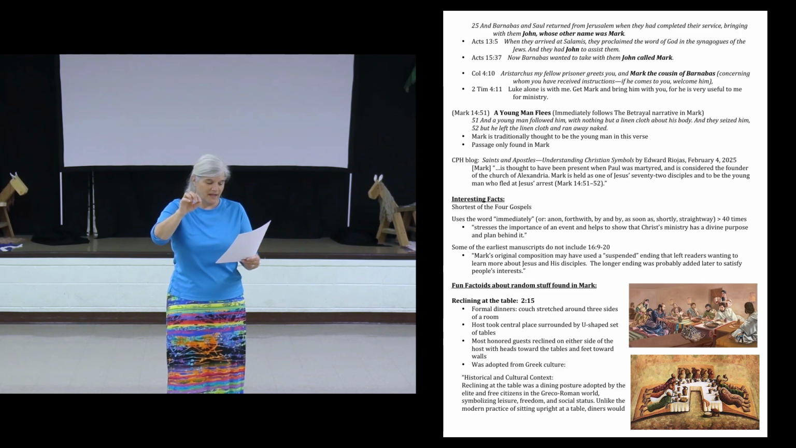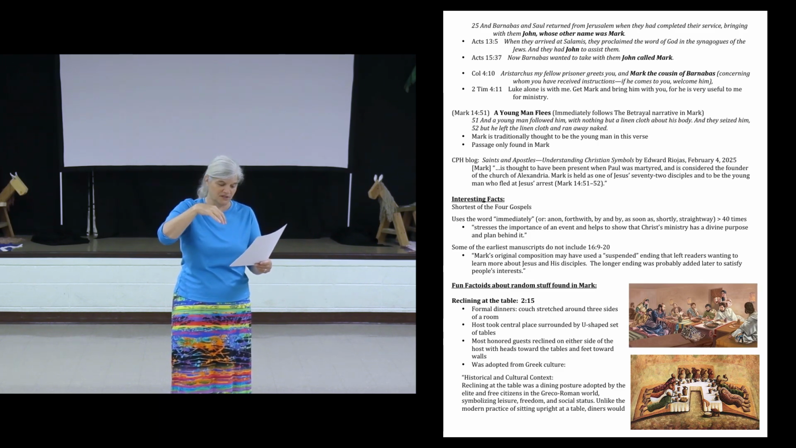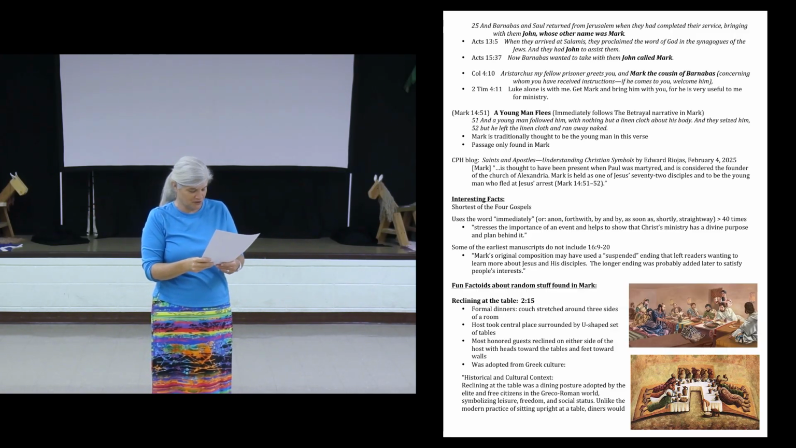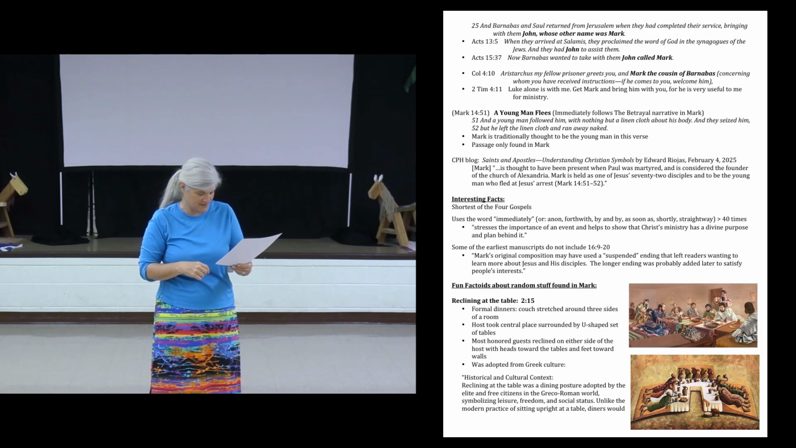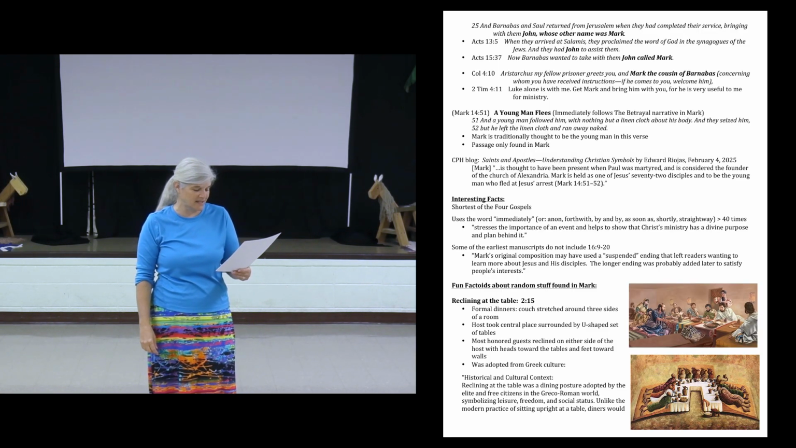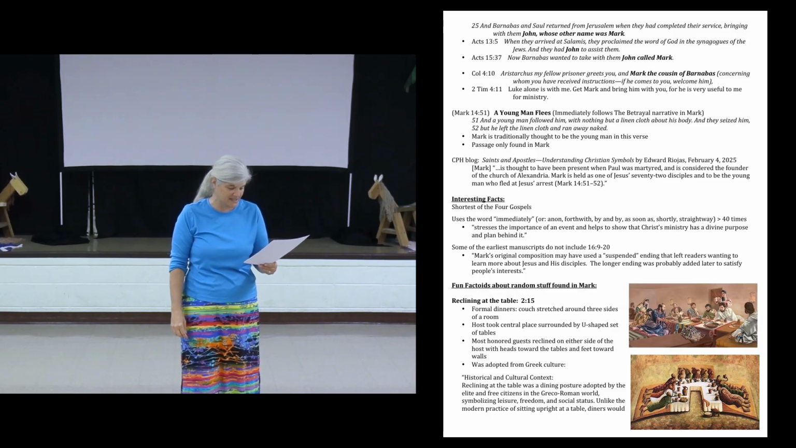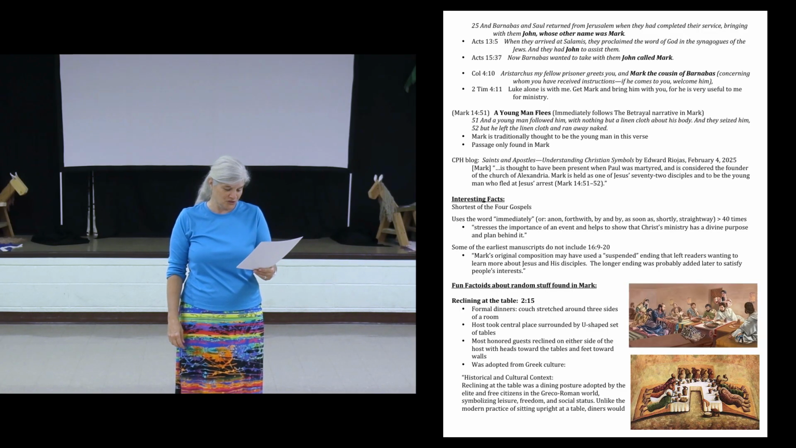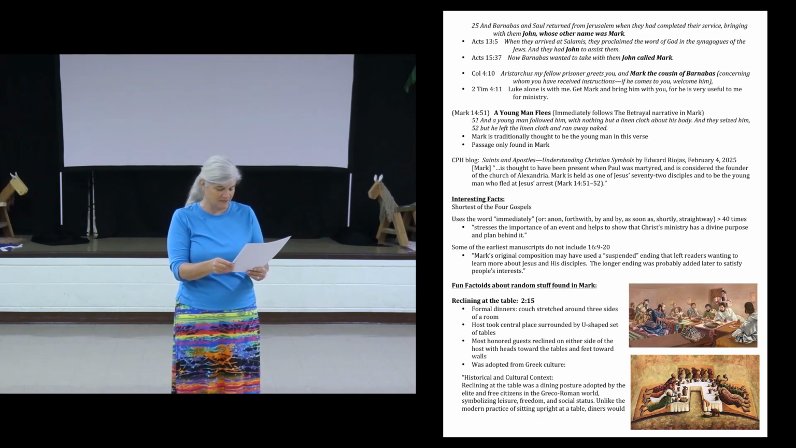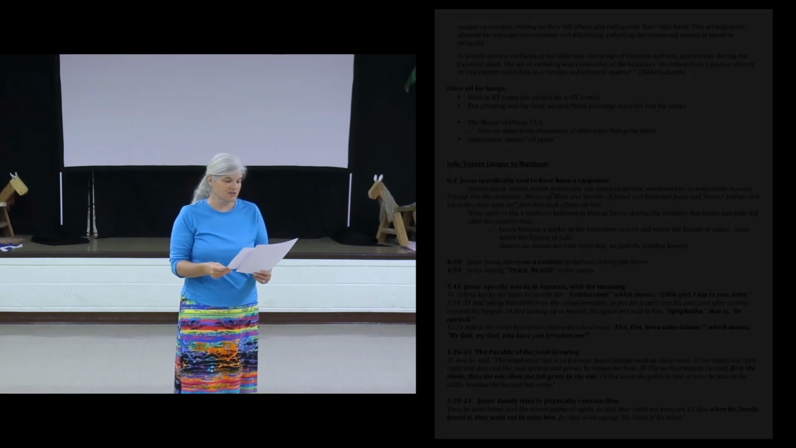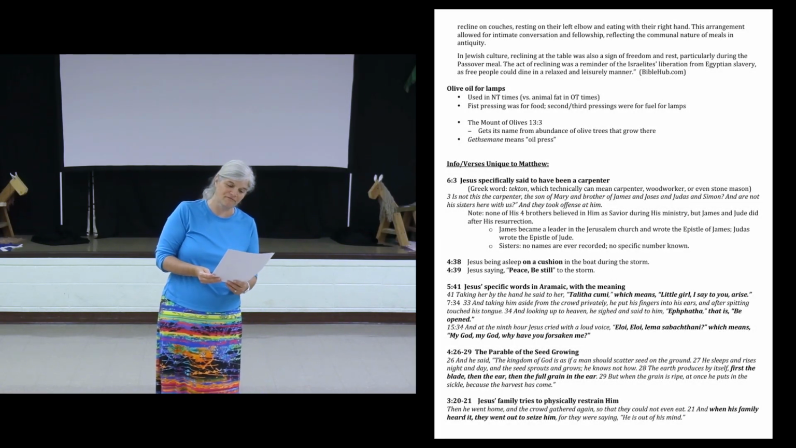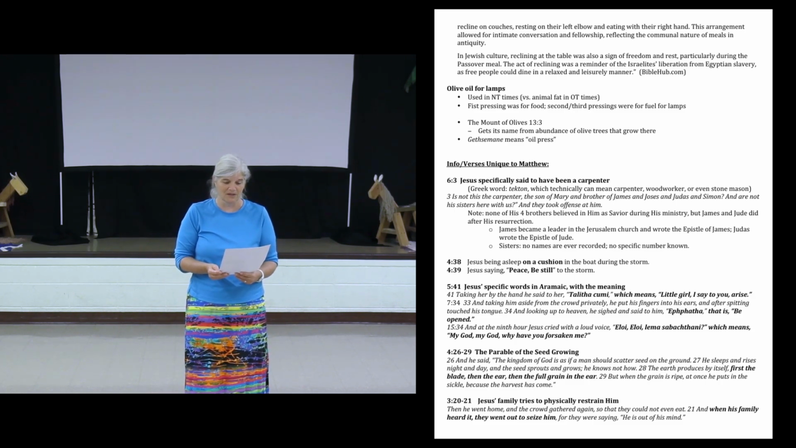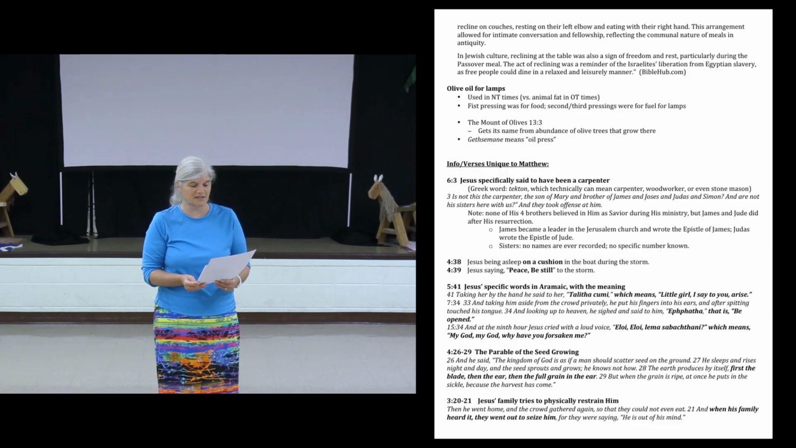The head was toward the table and the feet toward the wall. This was adopted from Greek culture. So, the historical and cultural context: reclining at the table was a dining posture adopted by the elite and free citizens in the Greco-Roman world, symbolizing leisure, freedom, and social status. Unlike the modern practice of sitting upright at a table, diners would recline on couches, resting on their left elbow and eating with their right hand. This arrangement allowed for intimate conversation and fellowship, reflecting the communal nature of meals in antiquity.